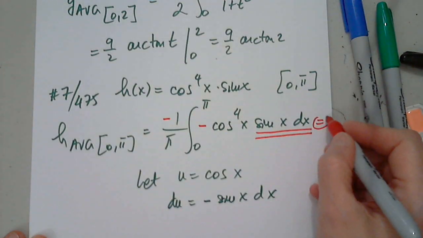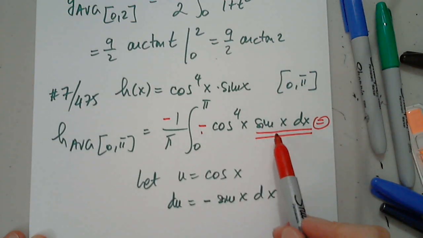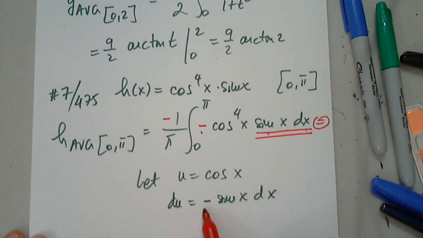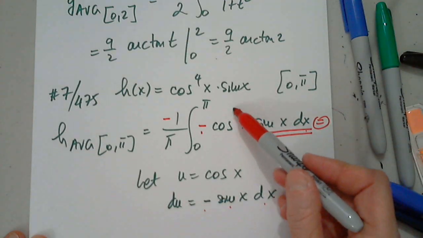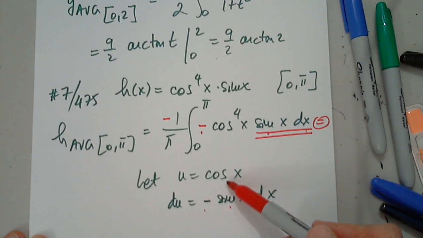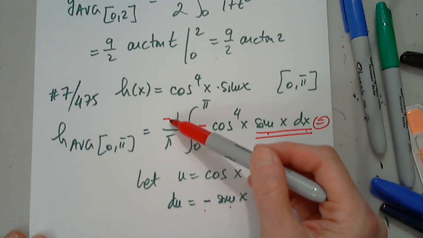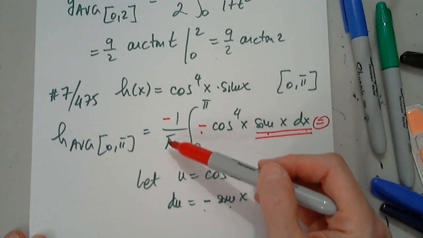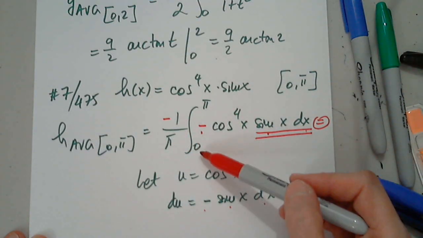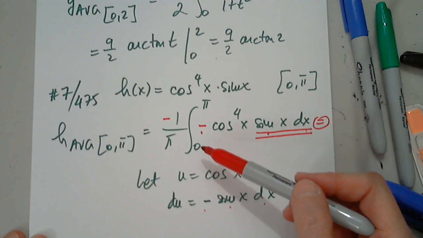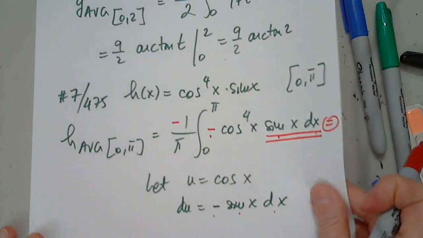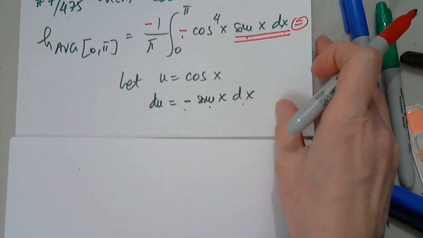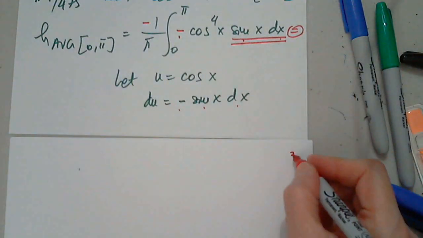At this point, I will have the negative sine x dx, which will change into du, and cosine to the fourth will change into u to the fourth. I will still have outside a -1 over pi. Please do not copy the limits of integration. They cannot be the same. So careful, please. Then the next step, that's page 3.